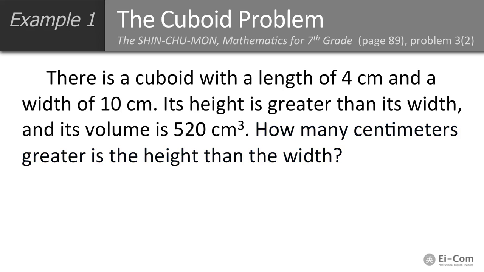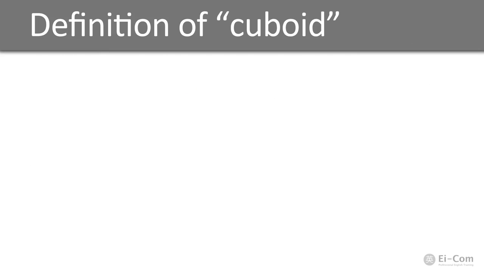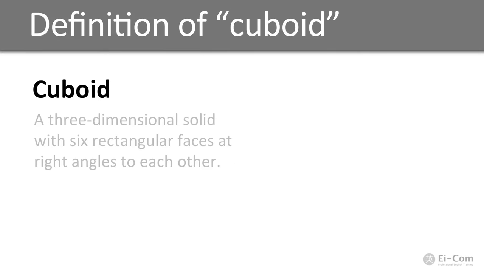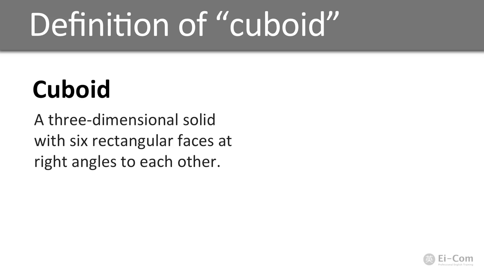Do you see any words or phrases that have special meaning in mathematics? The word cuboid, for example, is a word that is not used in daily life, but it has special meaning in geometry. Let's review the definition of cuboid. A cuboid is a 3-dimensional solid with 6 rectangular faces at right angles to each other.